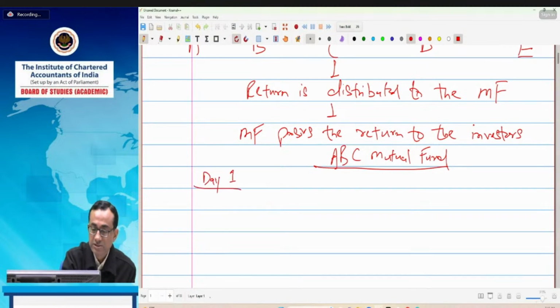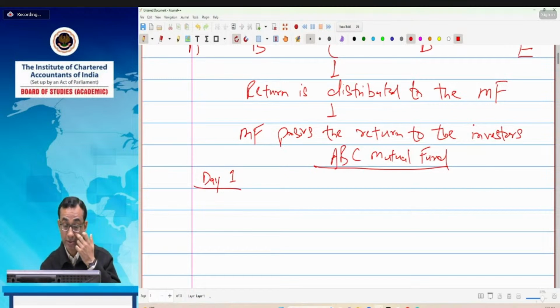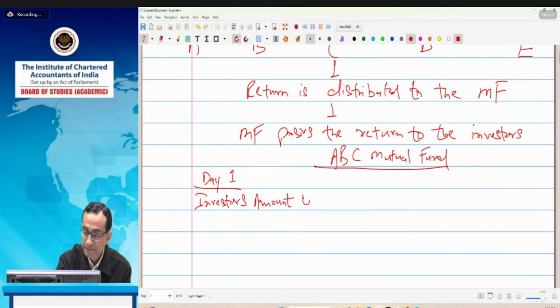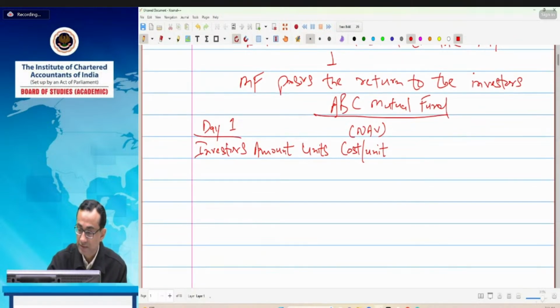Now, on day one, means the first day on which the investment amount, that money, is collected from the mutual fund investors, and the amount which is collected, units, and cost per unit. Cost per unit is also called the NAV. So this is the position on day one.